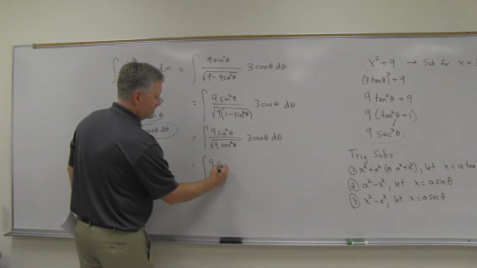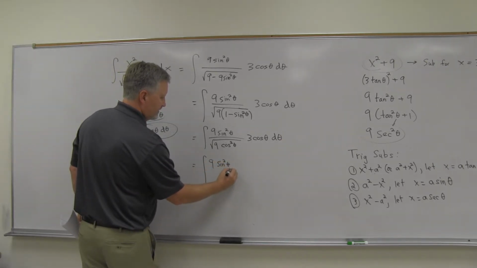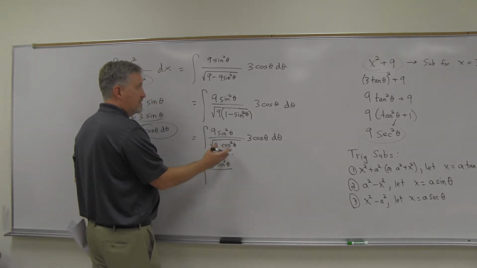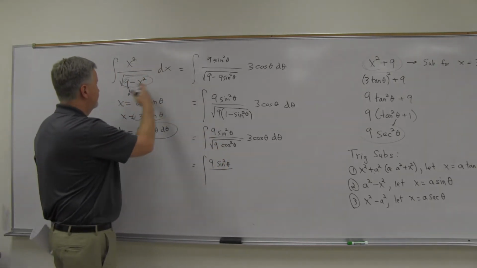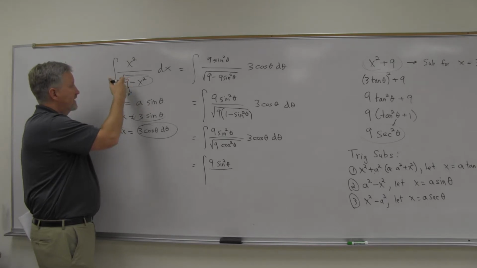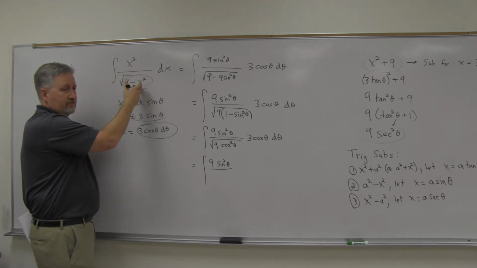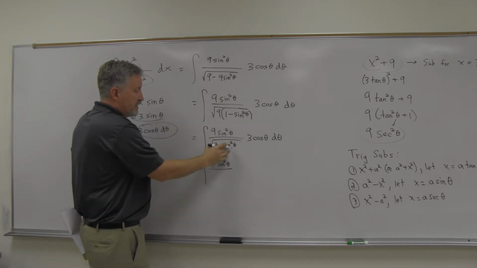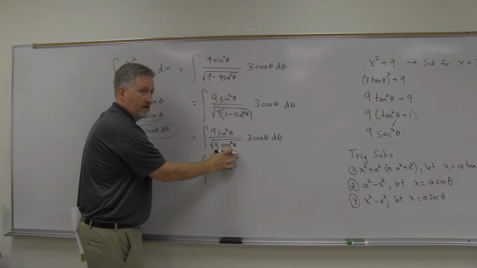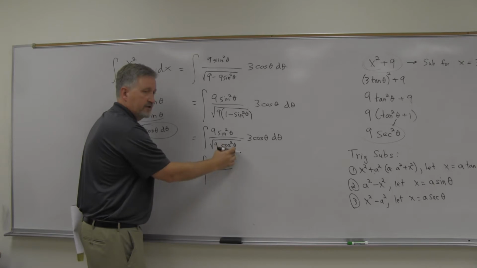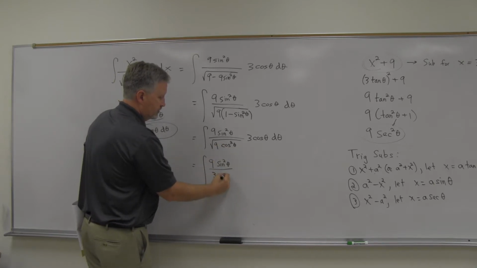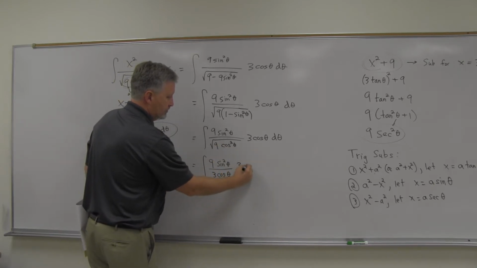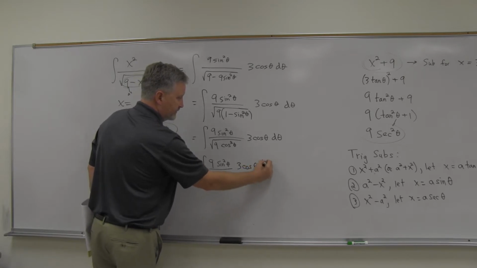I've got 9 sine squared theta divided by the square root of 9 cosine squared theta. I can't split these up. I can't do the square root of 9 minus the square root of x squared. I can't take the square root yet, but now it's just a single term, so I can take the square root of that. That's 3 cosine theta in the denominator. With me there?